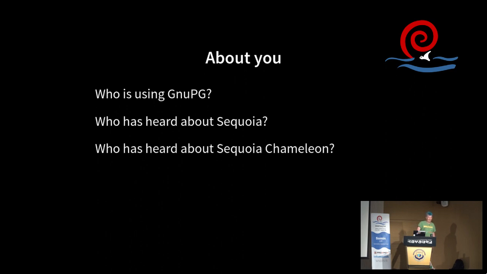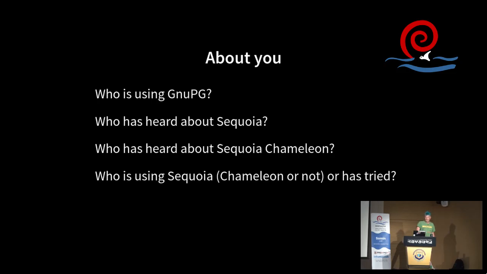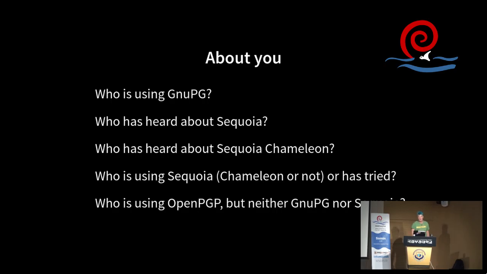So I guess everybody here is using gpg. Who has heard about Sequoia? Why are you here? Who has heard about Chameleon? It's been in Justus' talk, I guess. Who's using Sequoia, Chameleon or not? Or has tried? Few people. Justus has tried it, nice. Who's using OpenPGP but neither gpg nor Sequoia? One person, yay.